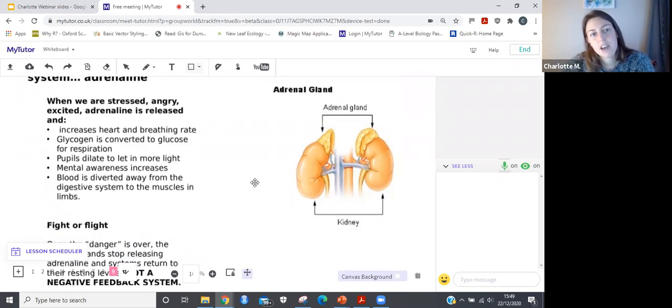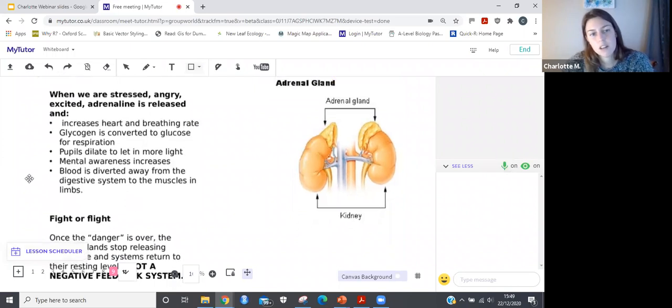It basically is what's in charge of our fight or flight response. And it's released from the adrenal gland, which is kind of on top of the kidney. And it increases heart and breathing rate. It increases the rate that glycogen is converted to glucose, so we can respire more if we need to run away really fast. Our pupils dilate to let more light in so we can see better.